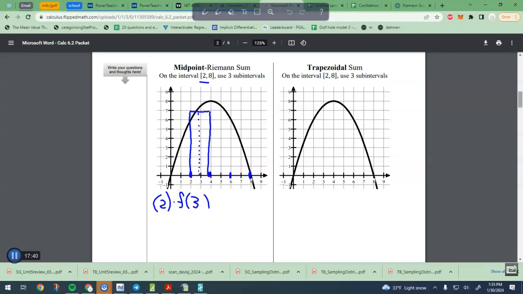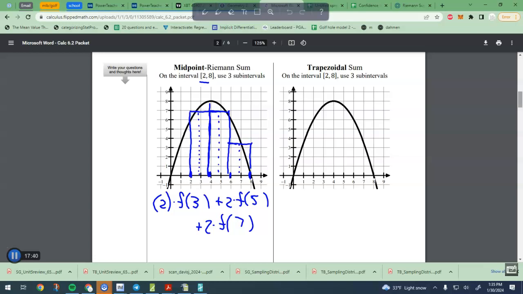And we would read it off the graph. We would plug into the equation. We would look at the table, whatever we have. Plus 2 times f of 5. My next one's 4 to 6, so I go to 5 and pretend that's the height the whole time. And then the last one is 2 times f of 7, right? Trust that your thumbs up means you're good.